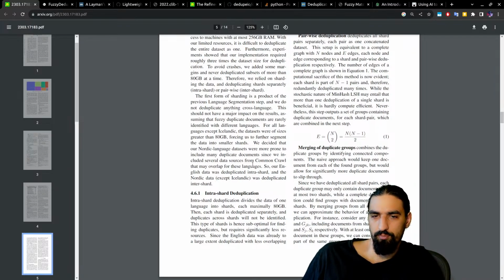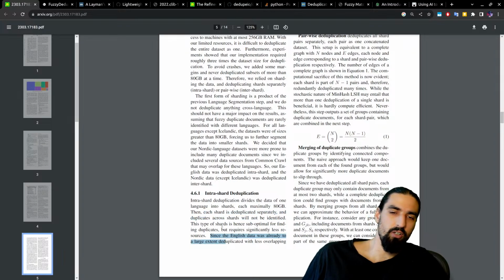Intra-shard. Intra-shard deduplication divides the data of one language into shards, each maximally 80 gigabytes. Then each shard is deduplicated separately, and duplicates across shards will not be identified. This type of shard is hence suboptimal for finding duplicates, but requires significantly less resources.